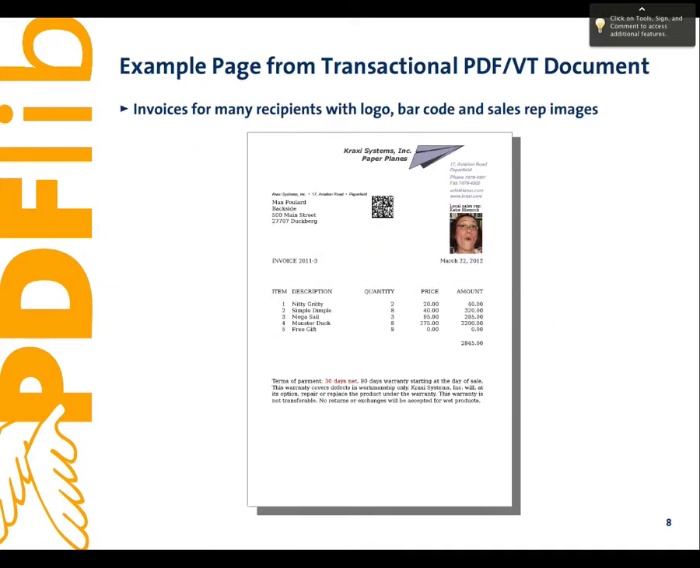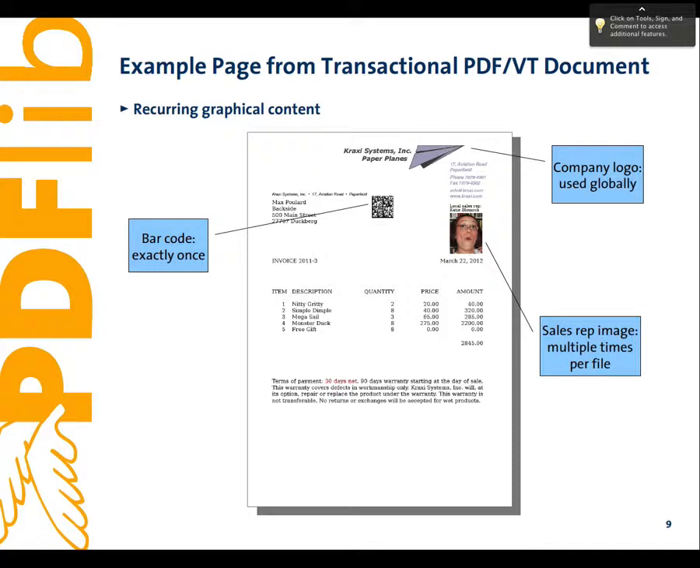Correct, yeah. So let's look at a typical page from a transactional PDF/VT document, an invoice. So the actual PDF/VT document would consist of thousands of these invoices for individual recipients. And I would like to point out the recurring graphical content. So, for example, the company logo could be used globally for all invoices or other documents that are produced for a specific company.